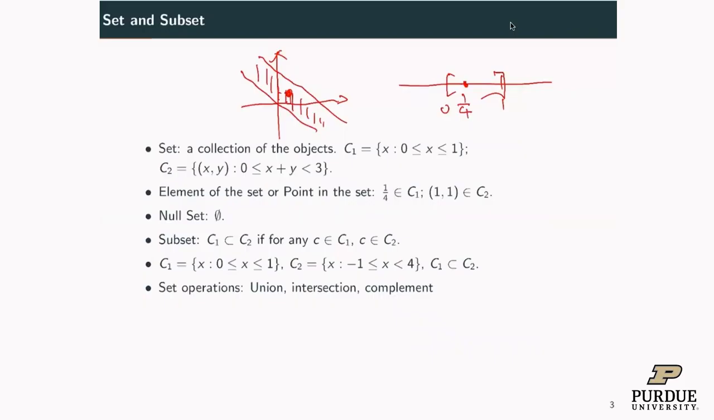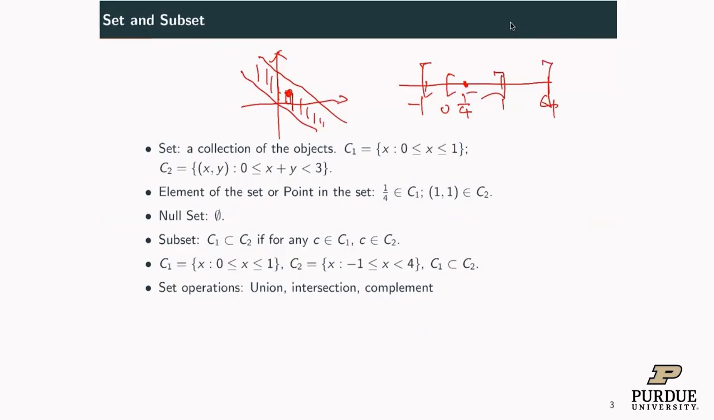Also, you can compare two different sets. For example, you can define a subset. C1 is a subset of C2 if for any element inside C1, it also belongs to C2. For example, C1 is X between 0 and 1, and C2 is X between -1 and 4. So this is -1, this is 4. This is C2, this is C1. So C1 is a subset of C2.